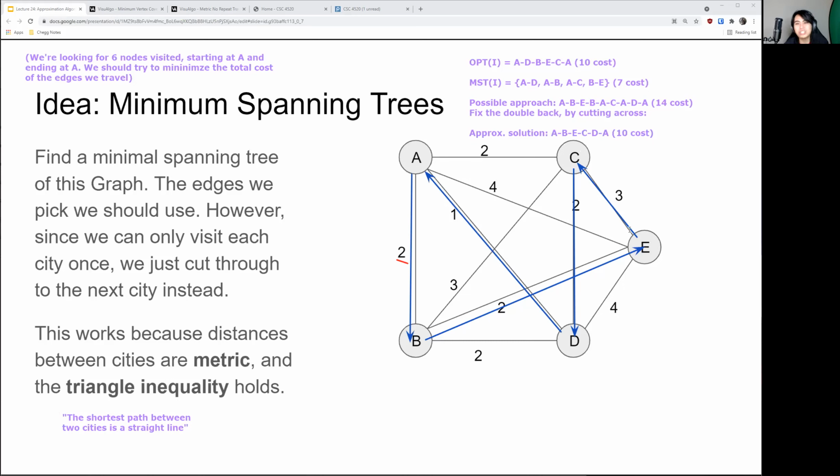We're allowed to do this weird cutting thing where we avoid going back to B and A, or avoid going back to A in order to get to D, because we know that the distance will always be smaller than what we currently have. The current cost that we had was 14, and we brought that back down to 10 because we could skip a few steps. And we could skip a few steps because of the way that physical space works. Going in a straight line is always going to be faster than taking a detour.